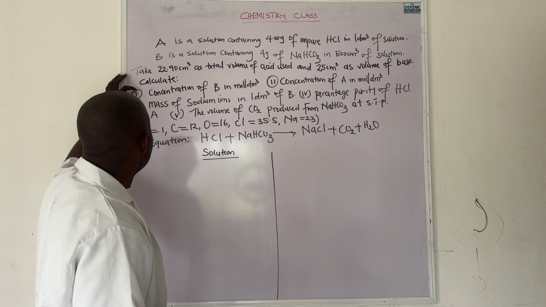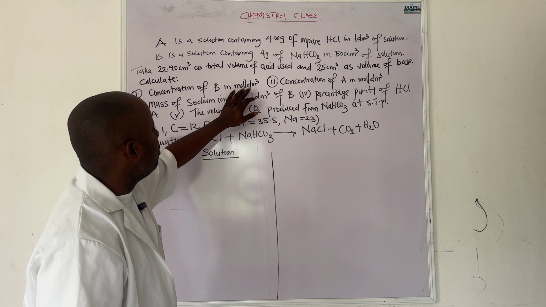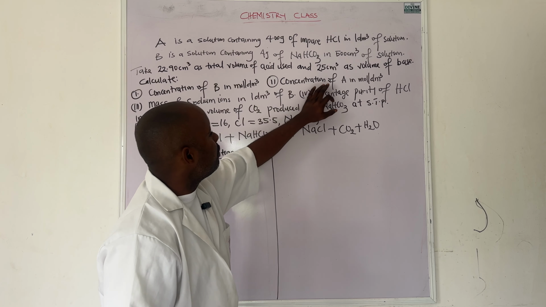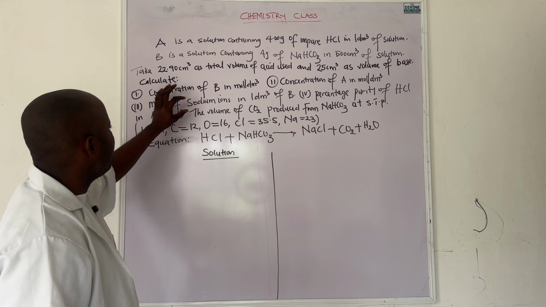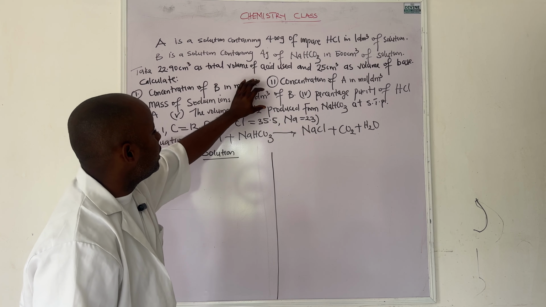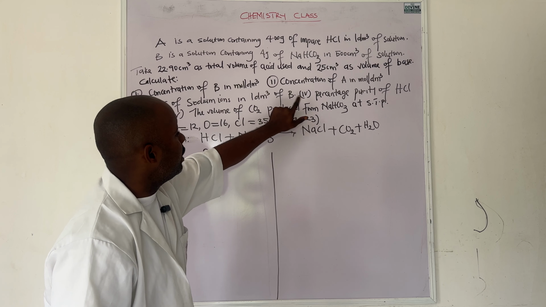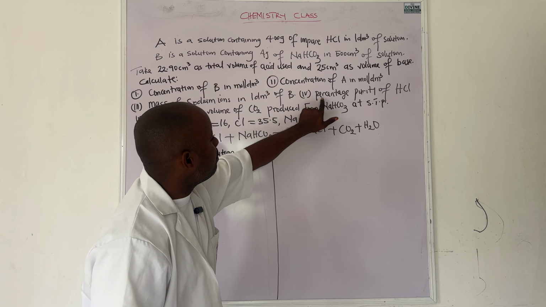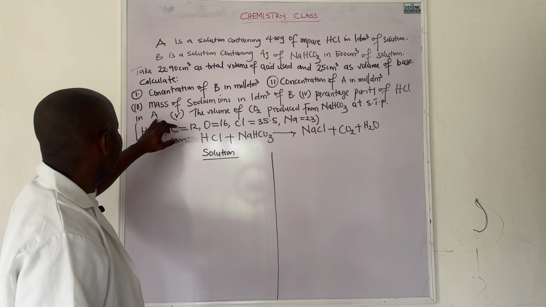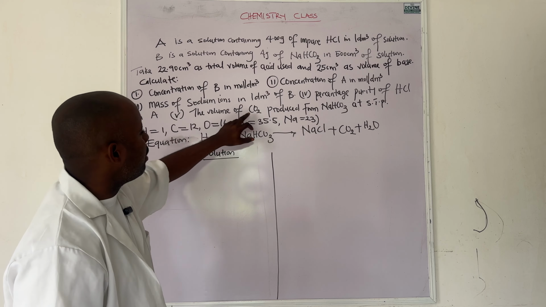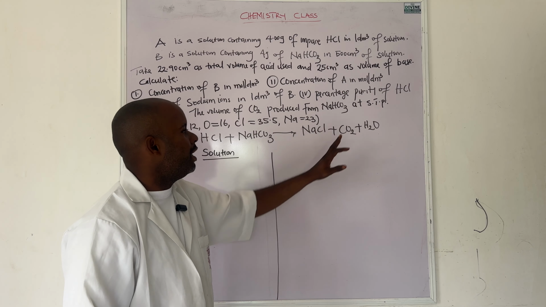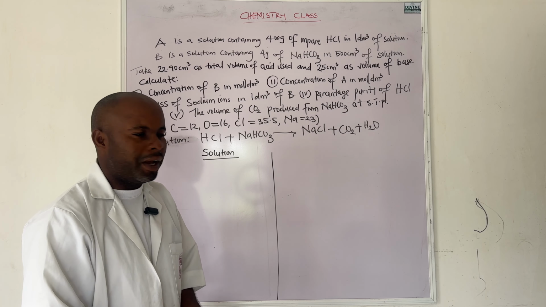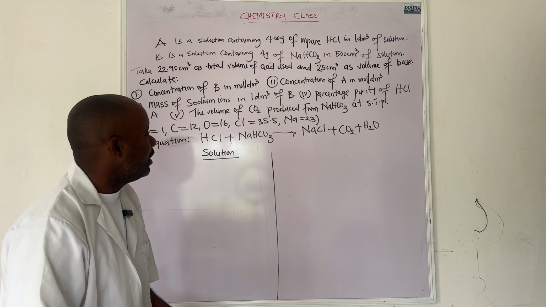We are asked to calculate: 1, the concentration of B in mole per dm cube; 2, concentration of A in mole per dm cube; 3, mass of sodium ions in 1 dm cube of B; 4, percentage purity of HCl in A; 5, the volume of carbon dioxide produced from sodium trioxocarbonate IV at STP. So you check this question, we have so many parameters to work on.